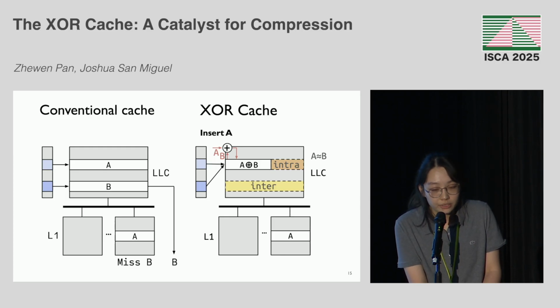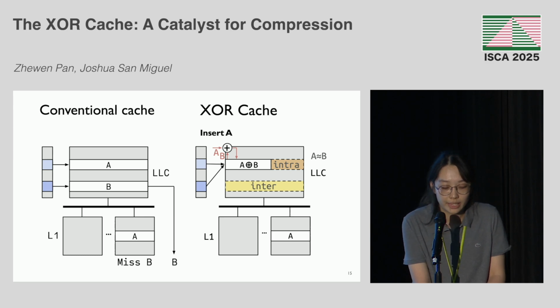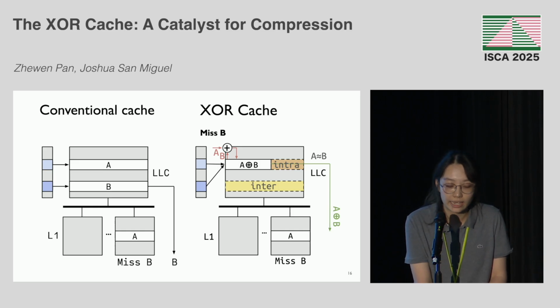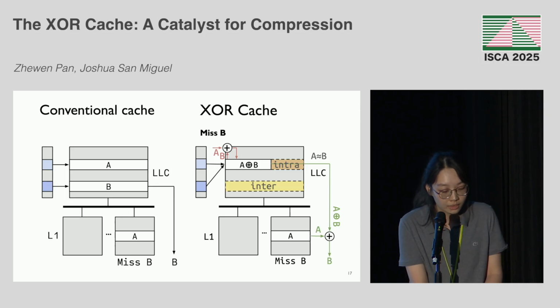Now let's see how decompression works when XOR cache services a miss on an XORed line. Suppose we have the same miss on line B from the private cache on the right. When receiving the request, the LLC forwards the XORed line A XOR B to the requester. In this case, the requester of B shares a copy of line A, so it reads out A to perform a bitwise XOR again to reconstruct B locally, and the miss is serviced. This is the high-level overview of XOR cache compression and decompression operations.